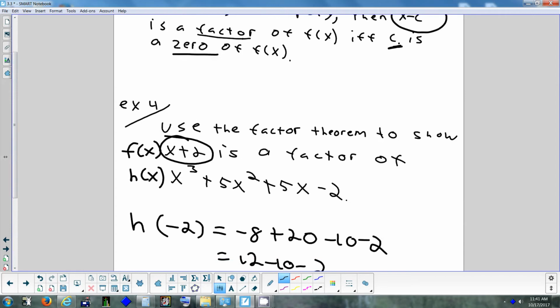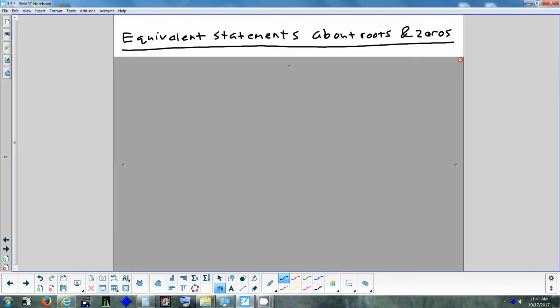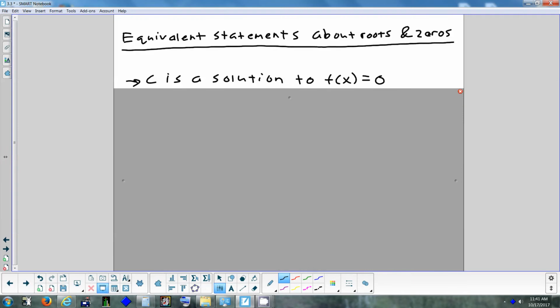So any question on the idea between a root and a factor? I'll show you another one that kind of connects them in a second. Okay, so here's kind of some equivalent statements that all mean the same thing.